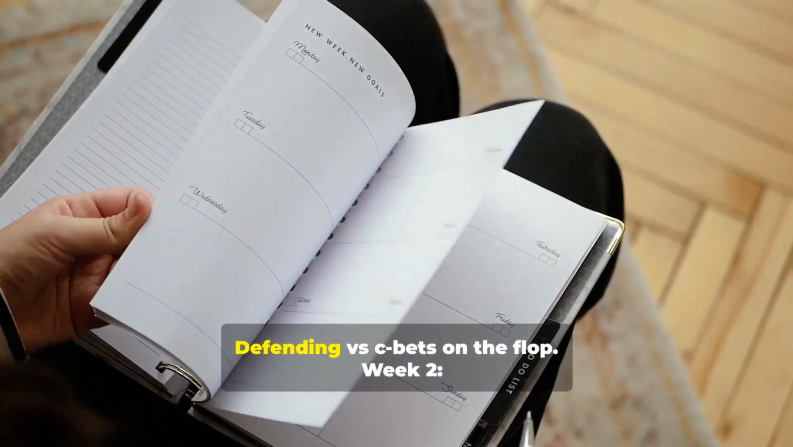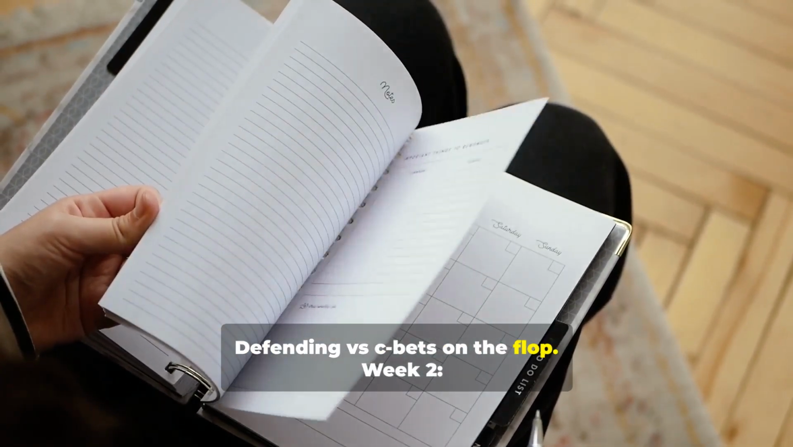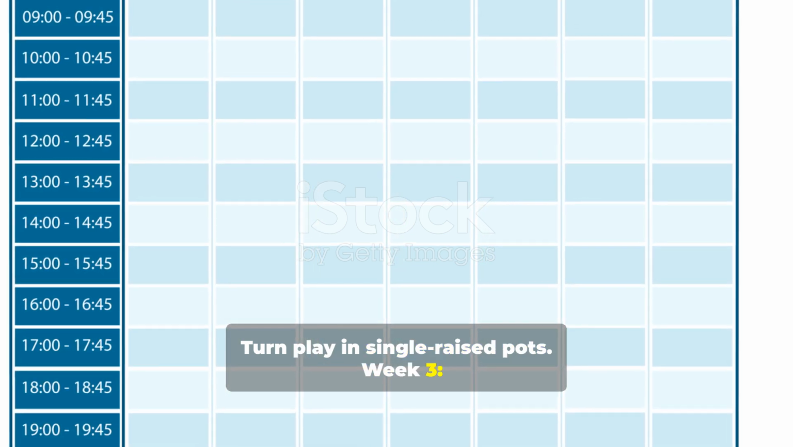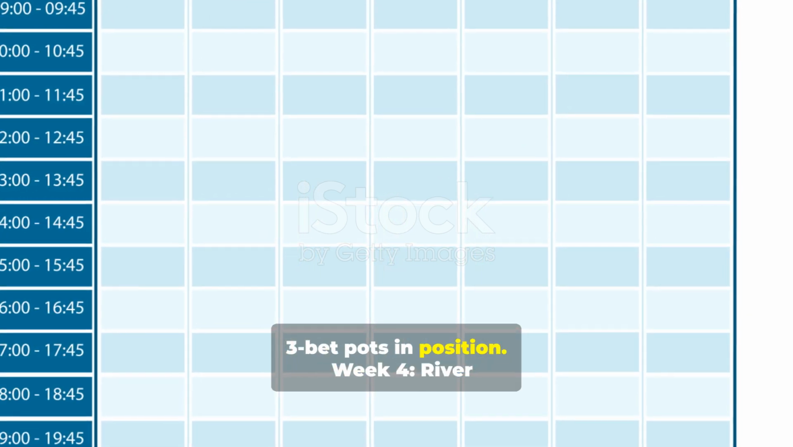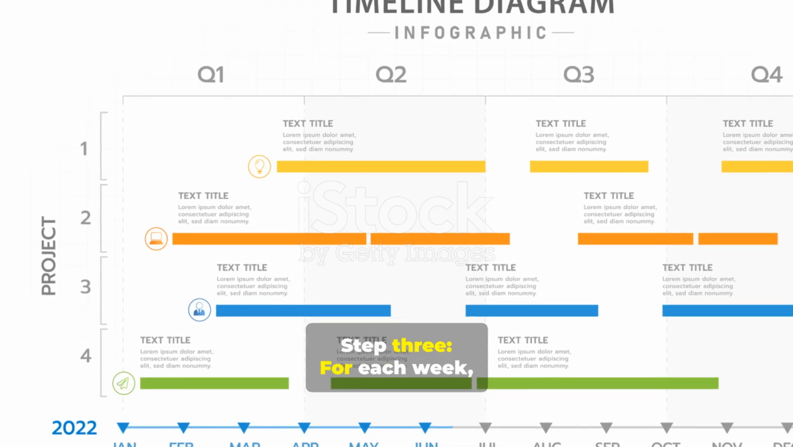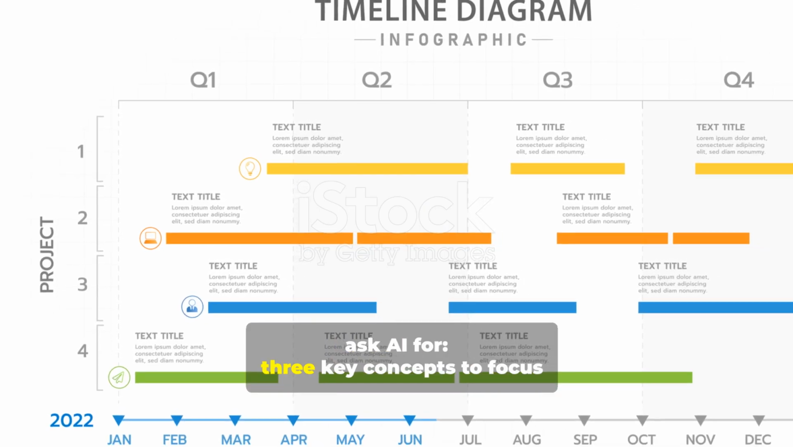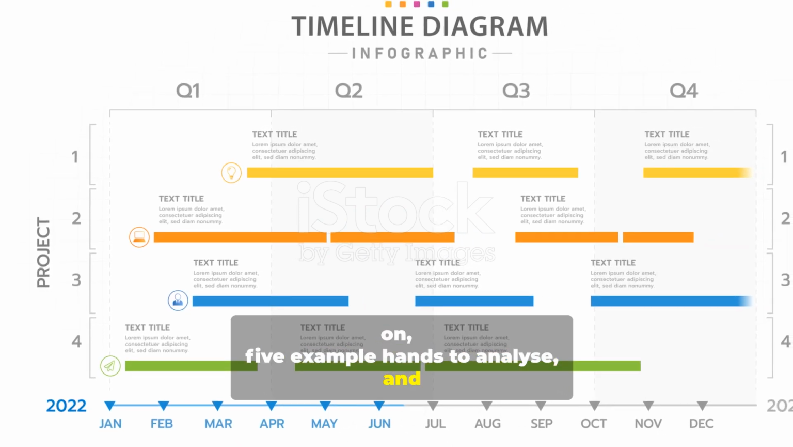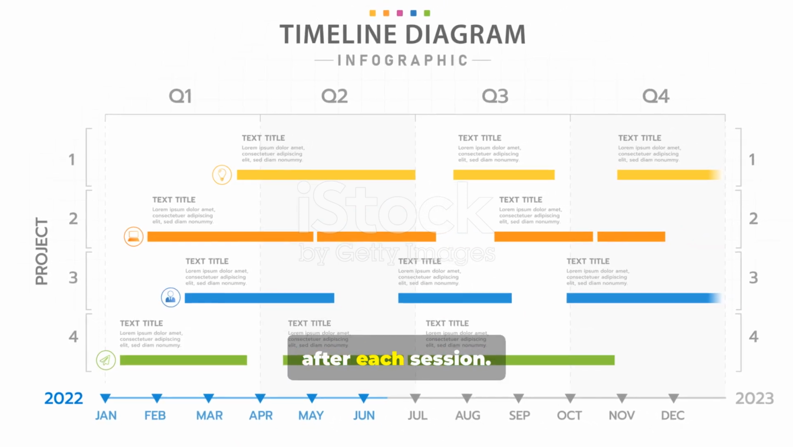Your plan might look like this. Week 1. Defending versus c-bets on the flop. Week 2. Turn play in single raised pots. Week 3. 3-bet pots in position. Week 4. River decisions and bluff catching. Step 3. For each week, ask AI for 3 key concepts to focus on, 5 example hands to analyze, and 3 questions you should ask yourself after each session.